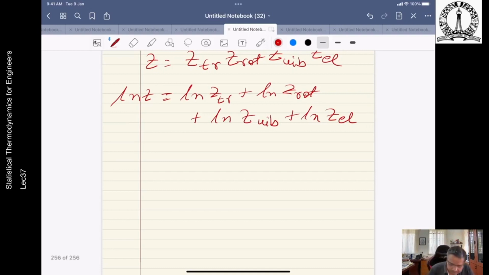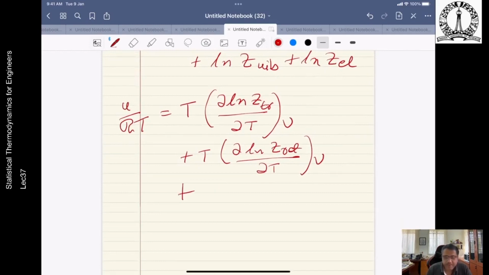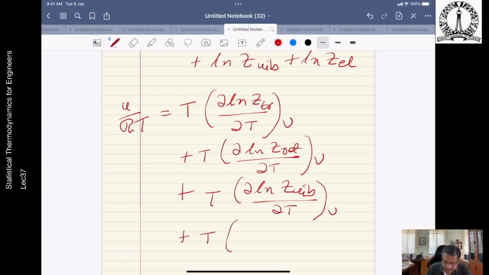So if you recall, this is the internal energy part, T ln Z. You can write it like this: the translation term, plus T ln Z rotation divided by delta T, plus T ln Z vibration, plus T ln Z electronic, divided by delta T. So as you can see, it is a sum total of the four such expressions.